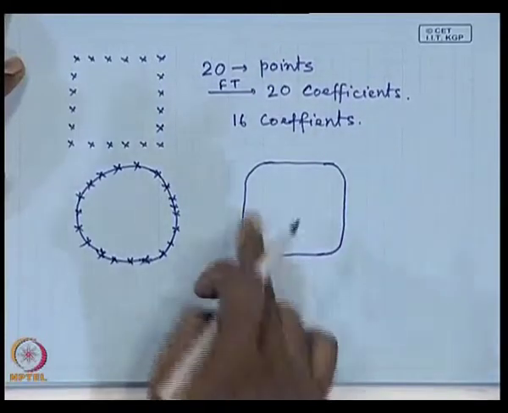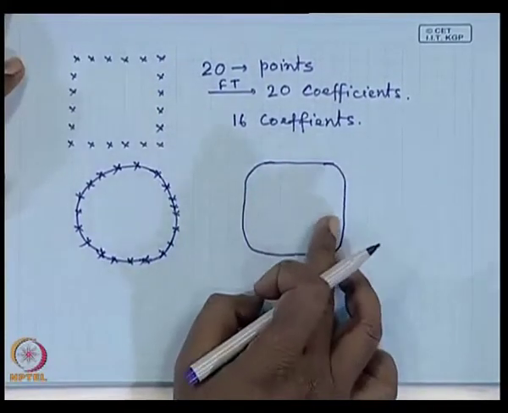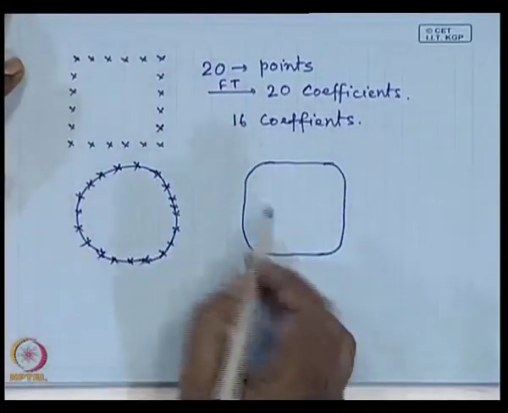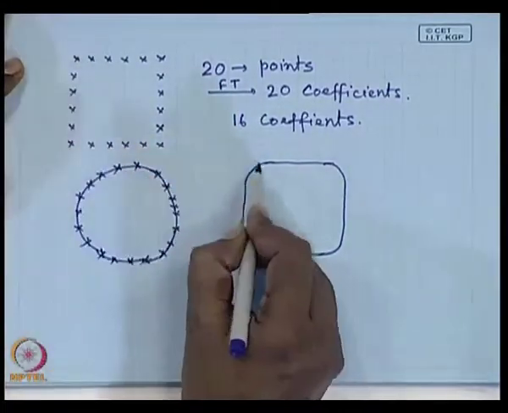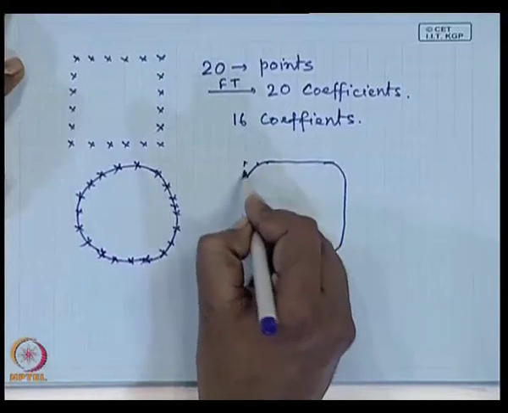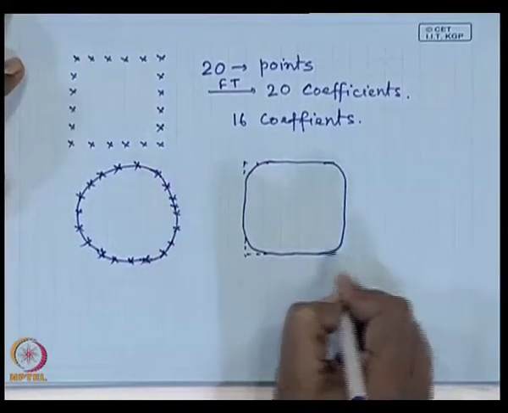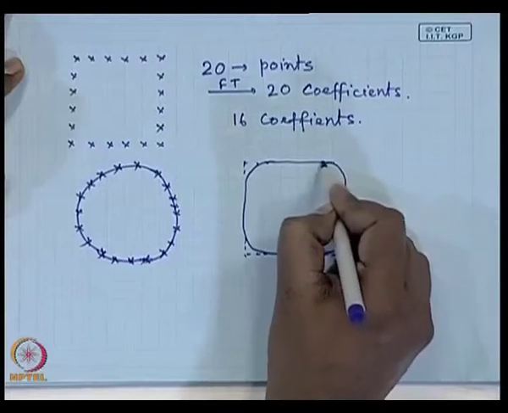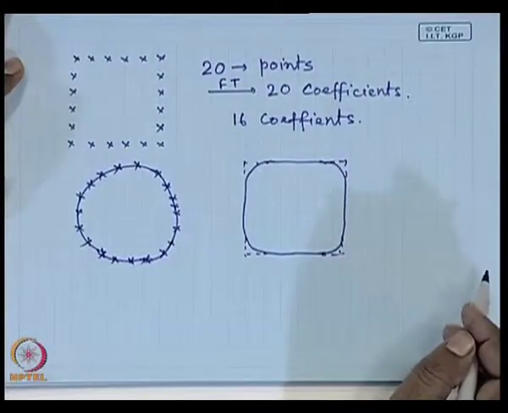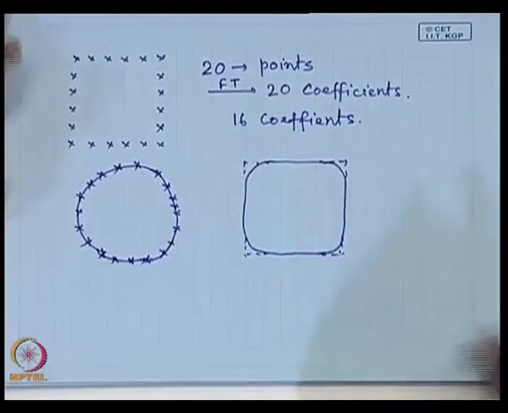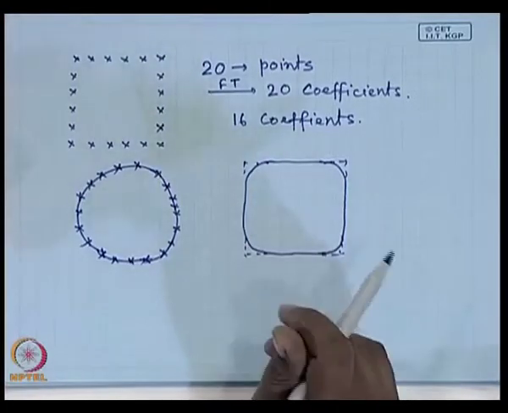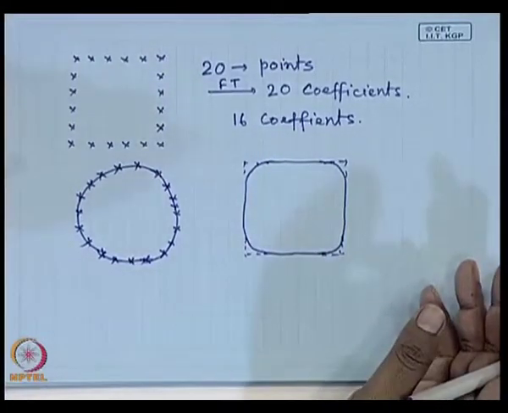Though the total number of points on this boundary will remain the same as 20, you find that these corner informations are not there anymore. So, over here these detailed informations are lost, but the overall shape is retained. In some cases we may feel that even this kind of description is sufficient for our recognition purpose.